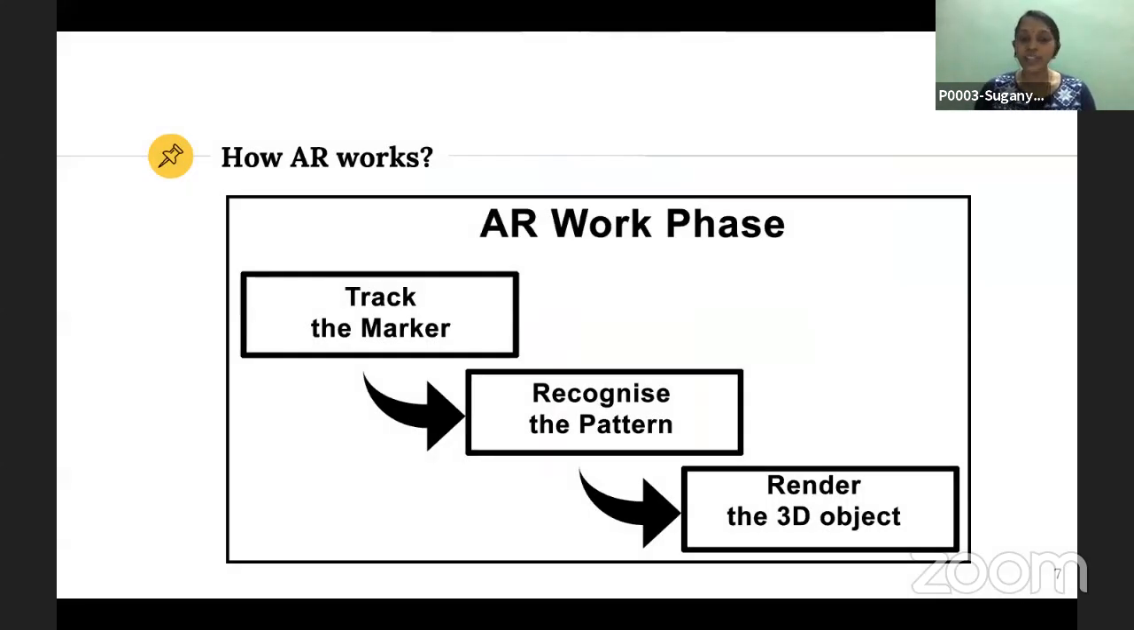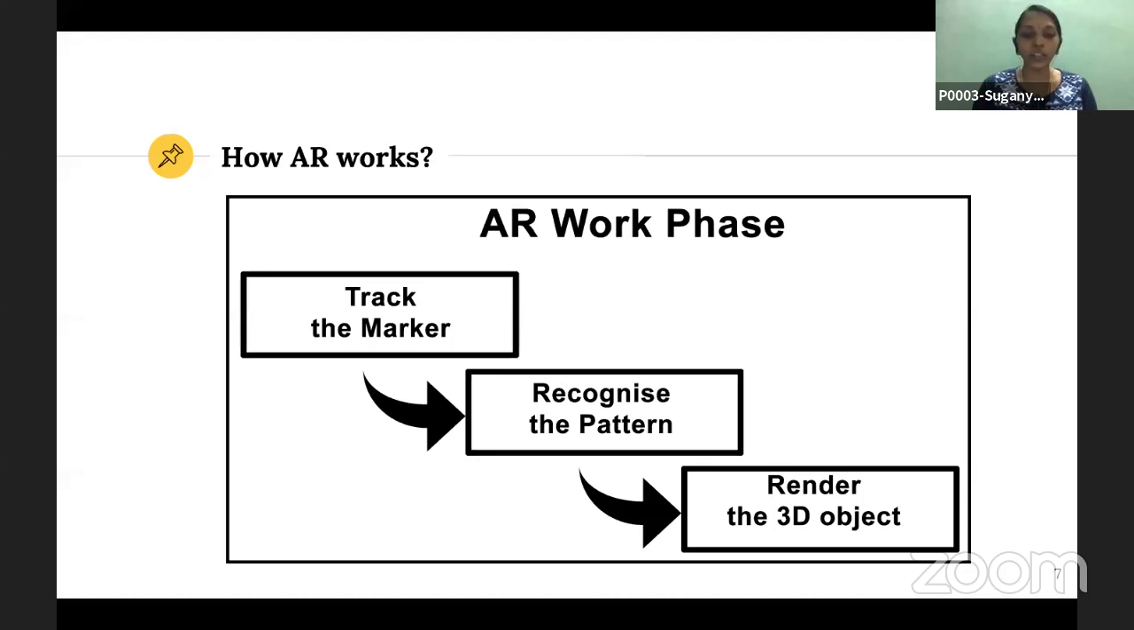Augmented reality works in three phases. First, track the marker. The camera available in the mobile is used by the app to track the markers in the textbook. Once markers are tracked, pattern recognition takes place, where the traced marker will be compared with the stored data. Once a match is found, the 3D content respective to the marker will be rendered on the mobile screen along with what is visible through the mobile camera.